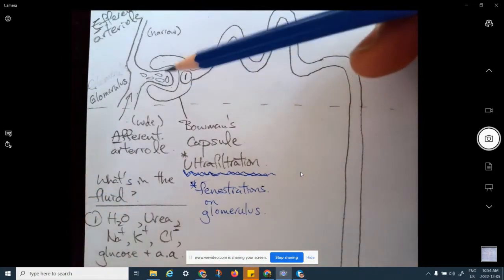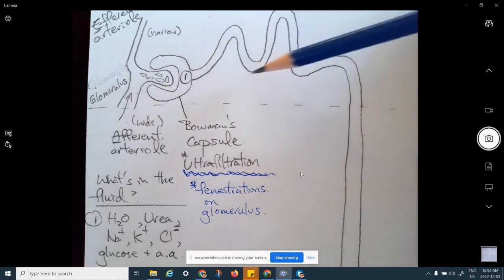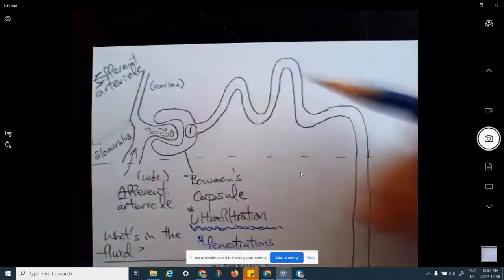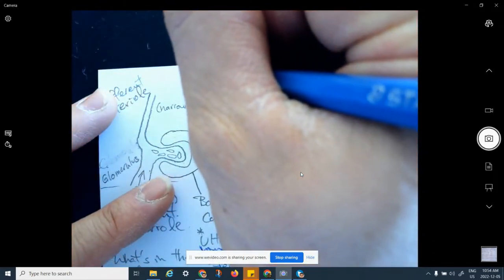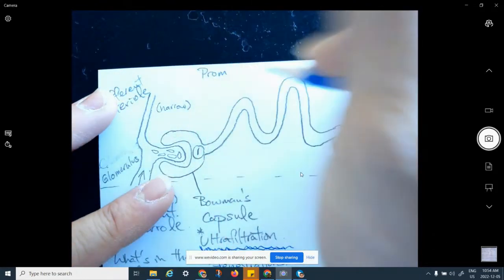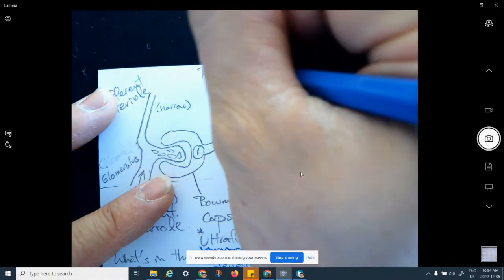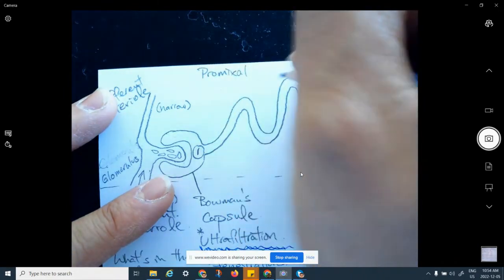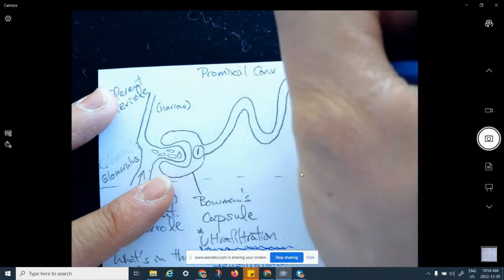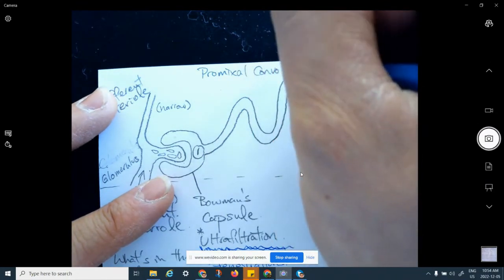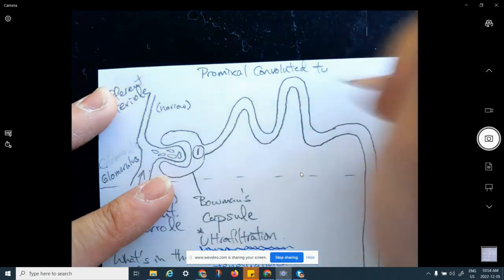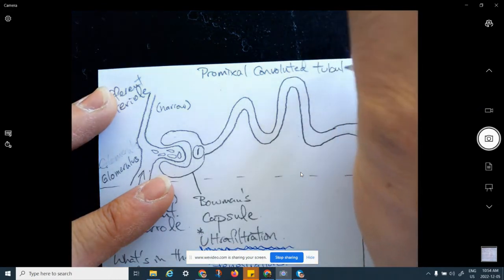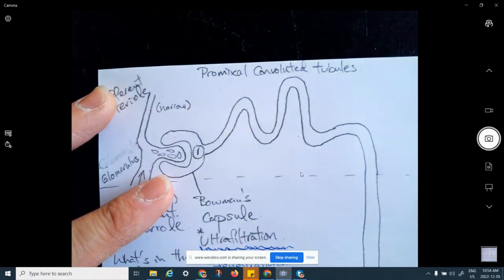Now, the next part. The filtrate, after it gets into the Bowman's capsule, is going to go through the first set of tubes here. Just wait for a moment. This section is called the proximal convoluted tubules.